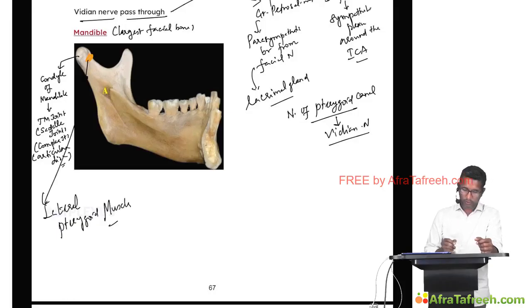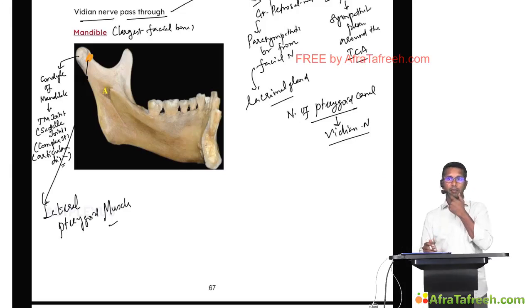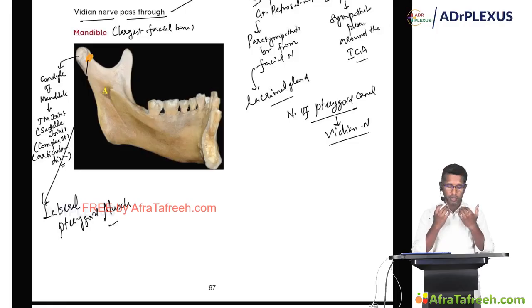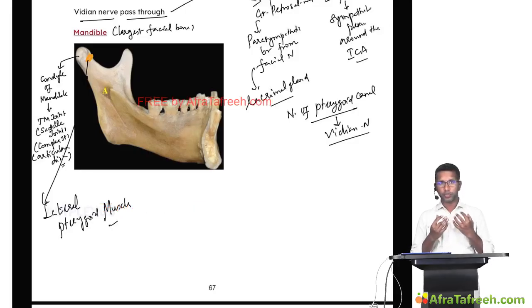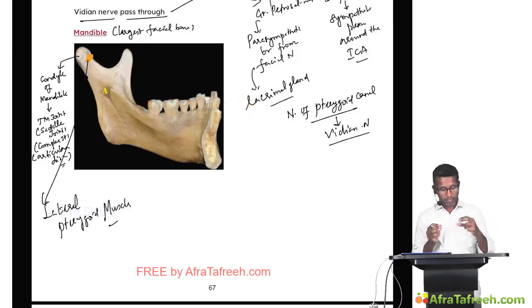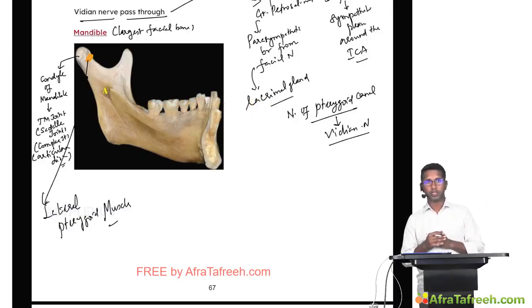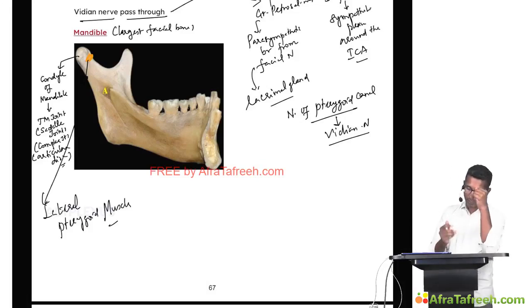If you see the jaw bones, the maxilla is above and the mandible is below. Maxilla is a fixed bone, the mandible is a bone which moves. If you want to grind or speak, this bone has to move. The muscles which help in chewing are called the muscles of mastication, and all these muscles get inserted into the mandible, thereby moving it in various ways.